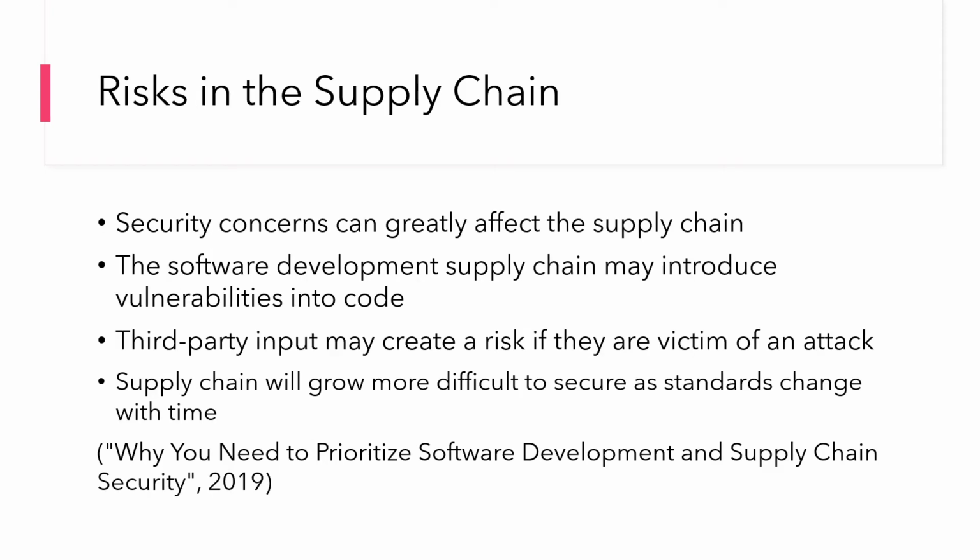Supply chain risks can be detrimental to any organization. Supply chains are targets and can fall victim to attack if security concerns are not addressed. The software development chain may introduce vulnerabilities into code if open source resources are used during development processes. Third-party input may also introduce vulnerabilities as they can be attacked separately and used to further attacks on organizations that use them. As time goes on, securing supply chains will only grow more difficult because of changing standards and business needs.